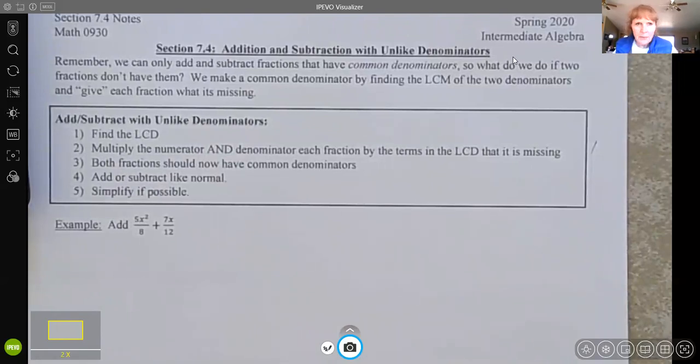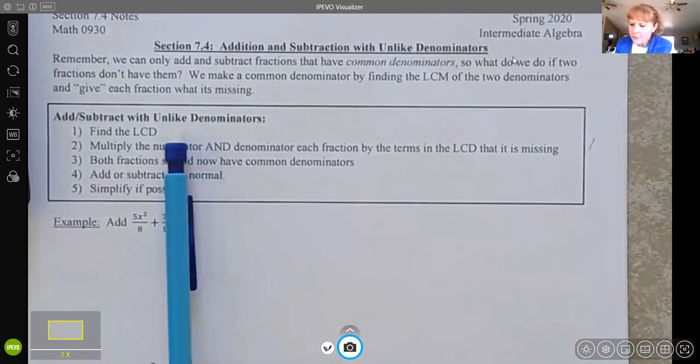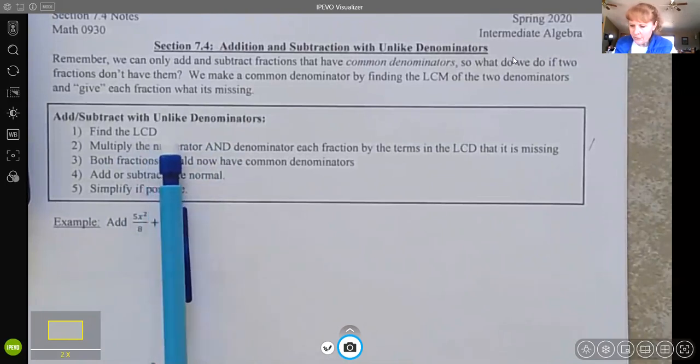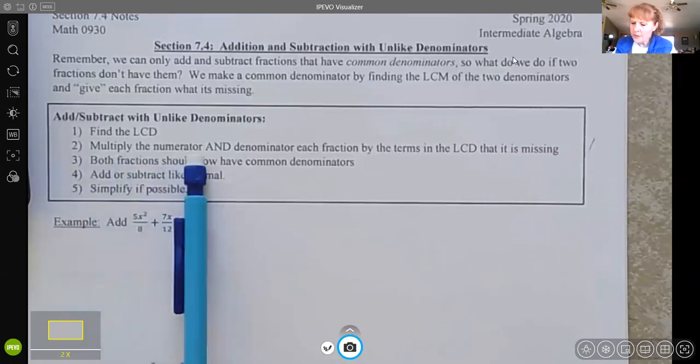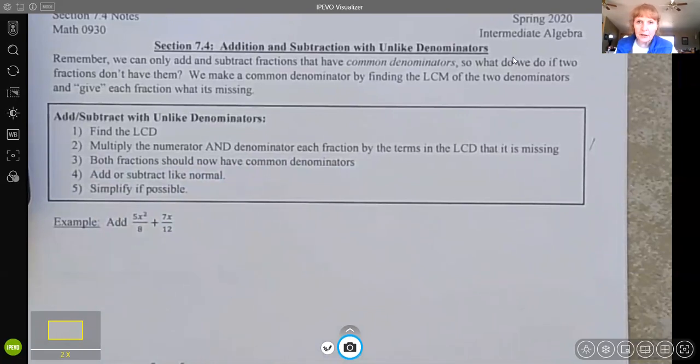Now, looking up in the box up here, we have add and subtract with unlike denominators. First, find the least common denominator. You know, we kind of went through some strategies in that section 7.3. And then multiply the numerator and denominator of each fraction by the terms in the least common denominator that it's missing. And we'll go through some of those examples. And then once you have that, it's just pretty much adding or subtracting the numerators. Well, let's go ahead and get started with some examples.